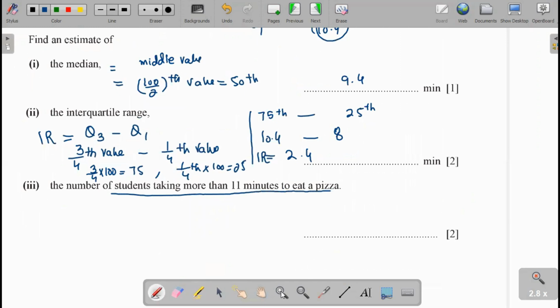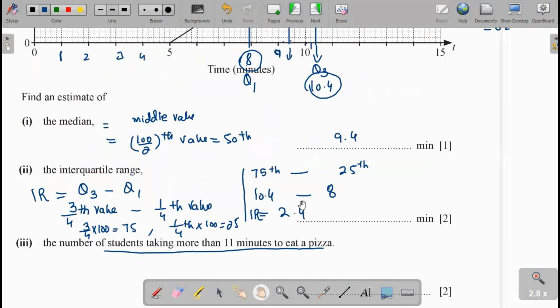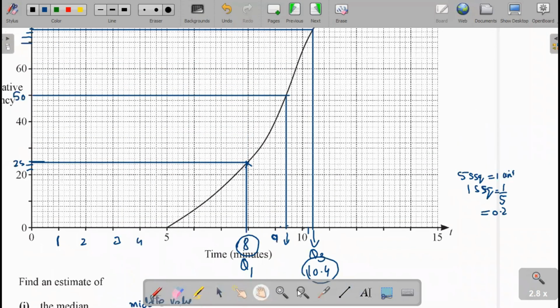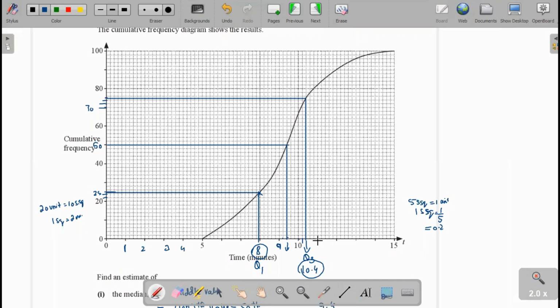In the next part, we see the number of students taking more than 10 minutes to eat pizza. Now, firstly, we find the students who take 11 minutes to eat pizza. Now, that's the point. This is the 10, and this is 11. Now we draw a line from 11 minutes on the time axis towards the curve, and after this we join this intersecting point.